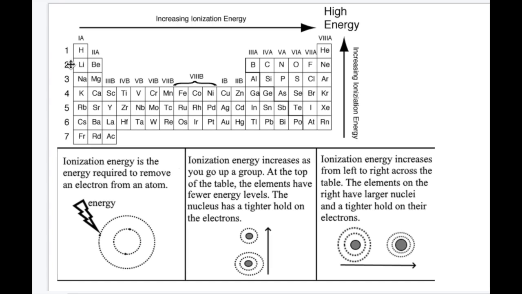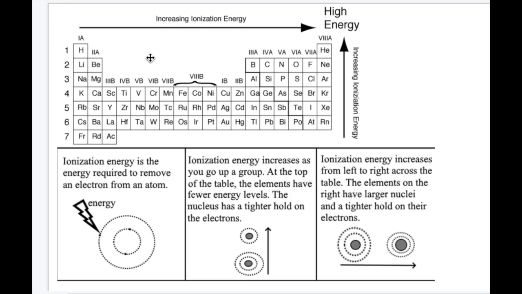Because there are only 1 or 2 energy levels, the electrons are much closer to the nucleus and the pull of that positive proton charge. That makes it harder to strip away those electrons, so it's going to require more energy than for the atoms found down here.